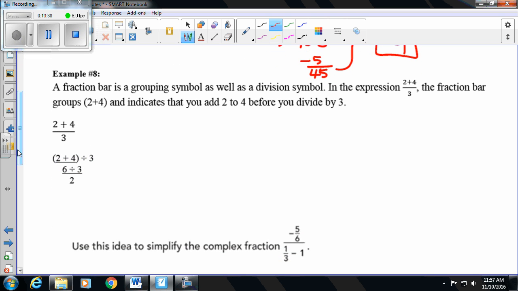Now, a fraction bar is a grouping symbol as well as the division symbol. In the expression 2 plus 4 over 3, the fraction groups 2 plus 4 first and indicates that you add 2 to 4 before you divide by 3. Let's cross this out because it's hard to read. So I have 2 plus 4 over 3. So I need to do 2 plus 4 is 6, divided by 3. And as we know, 6 divided by 3 is 2.